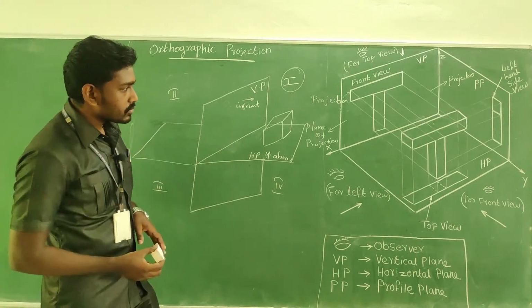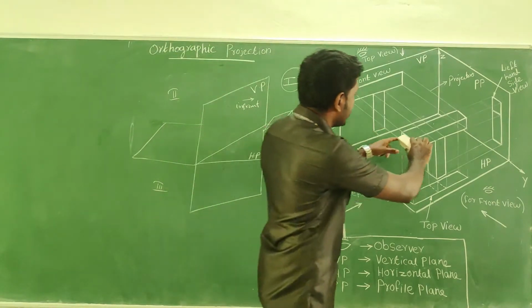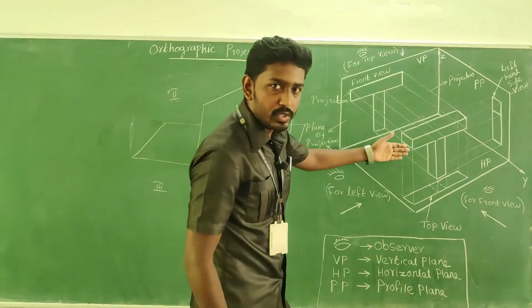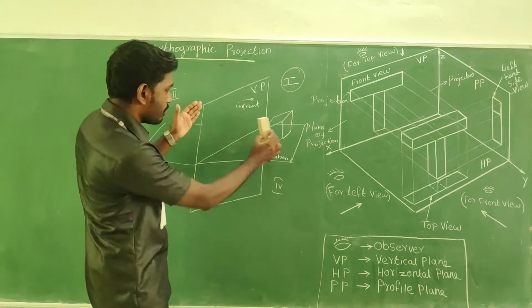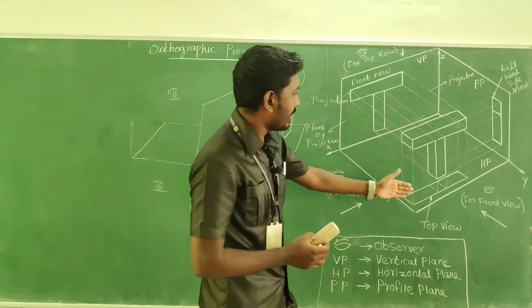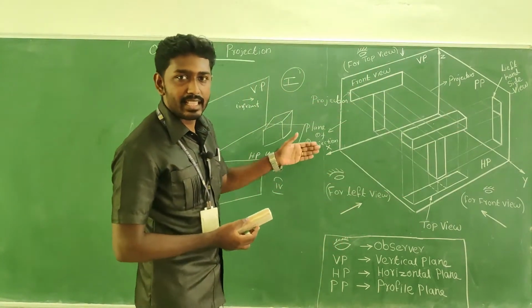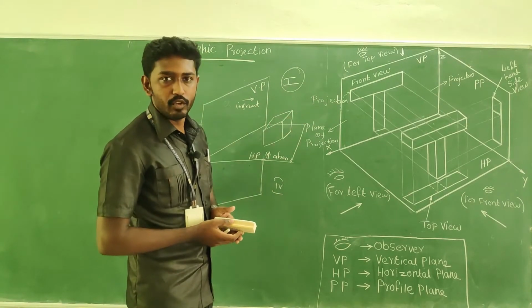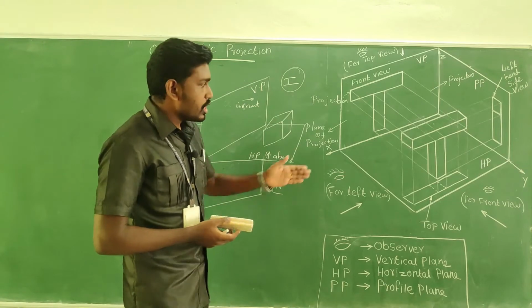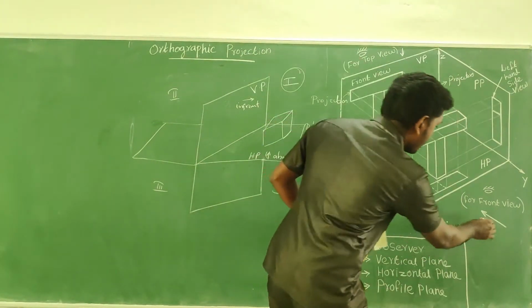So see, likewise I have an object, a T-shaped object, which is 3D. I have kept it in the first quadrant. Only the first quadrant I have taken here. I have kept it, and I am going to take the multi-views, front view, top view and the side view of the object, right? So see, for looking at the front view, here is the position.